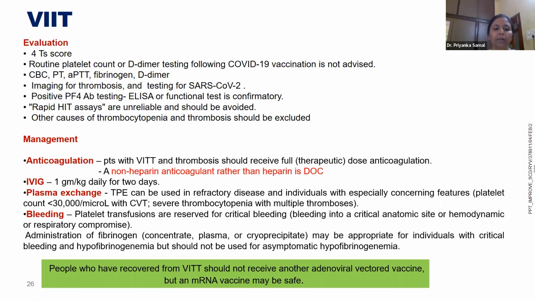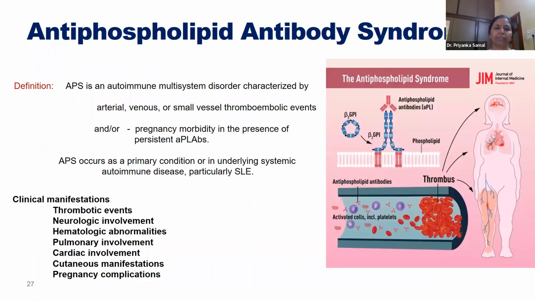contraindicated. People who have recovered, this was again a question over there because we needed 2 doses of booster doses for the vaccination. People who have recovered from VIT should not receive another adenoviral vectored vaccine. However, an mRNA vaccine may be safe in such cases where you think that you definitely need to vaccinate your patient. So next again, thrombocytopenia with thrombosis.